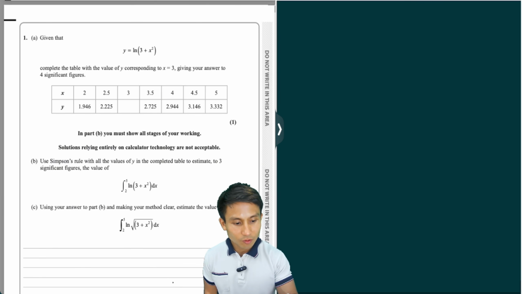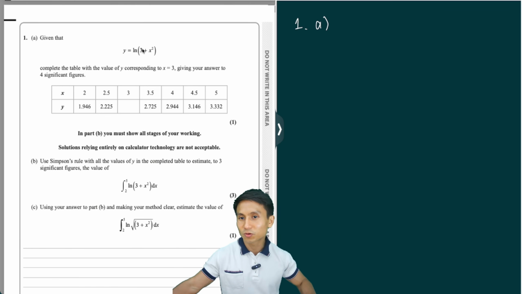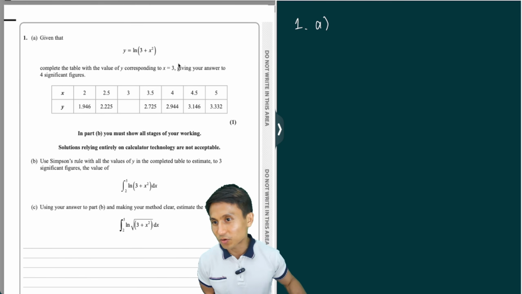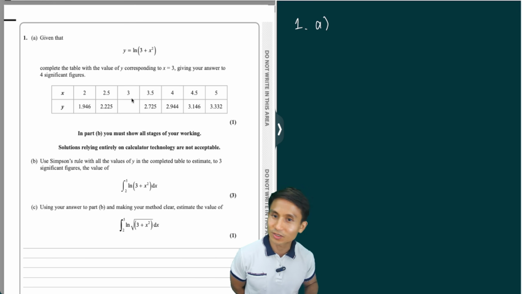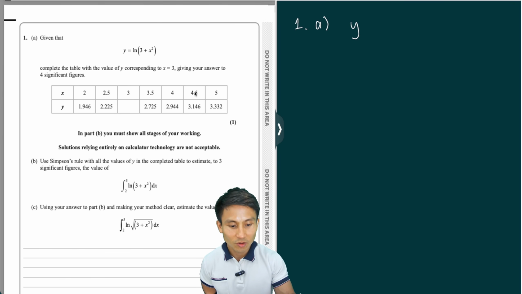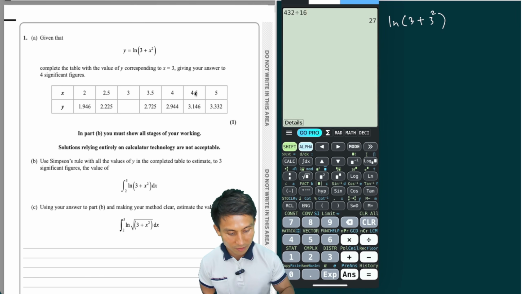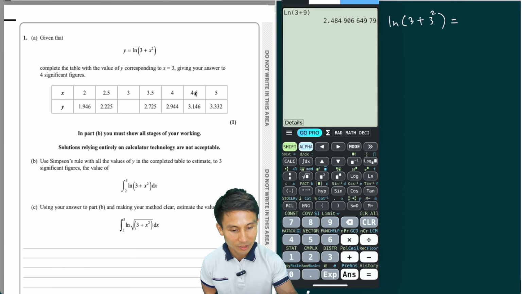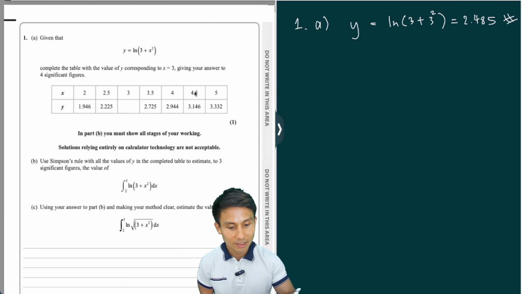Let's start with number 1. Part A. Given that y equals ln of 3 plus x squared, complete the table. Alright, so the table here is missing the y for x equals 3, so we're just going to plug 3 into the equation there. So y equals ln of 3 plus 3 squared, and we're going to use a calculator, of course. So ln of 3 plus 9, right? So that's going to be 2.485, to 4 significant figures. So that's it for part A, easy.